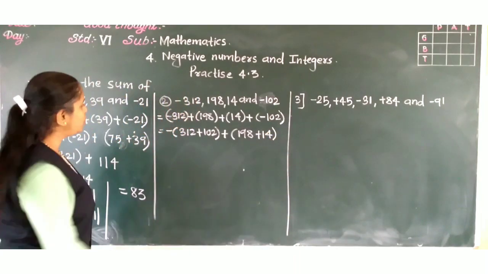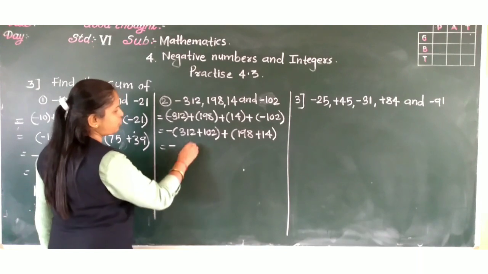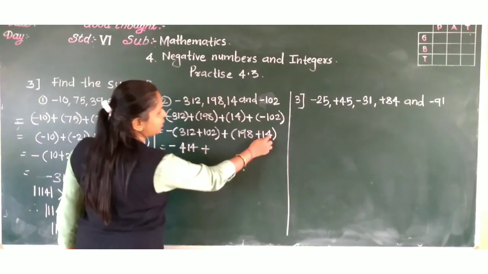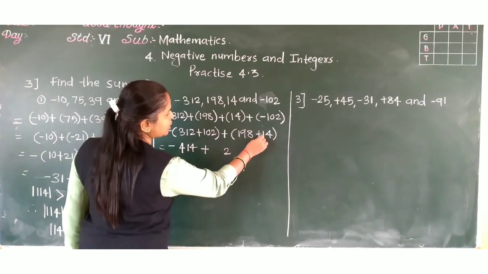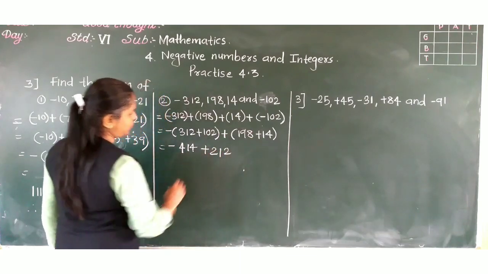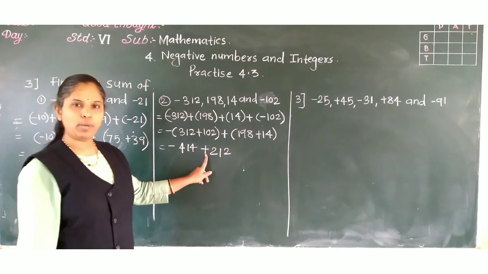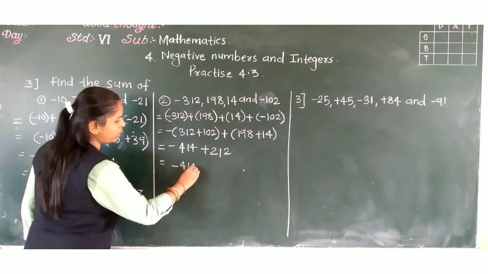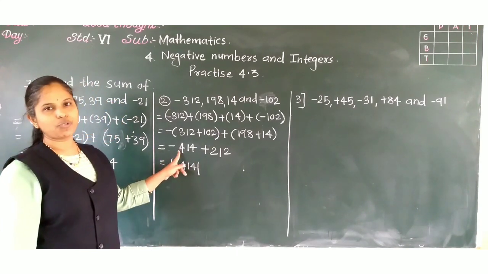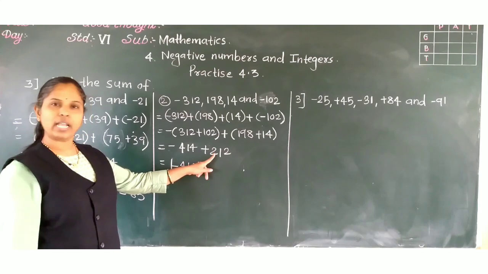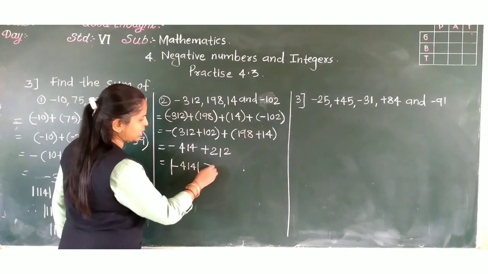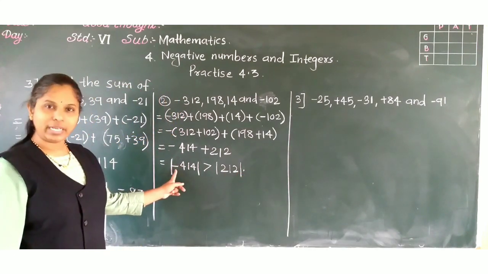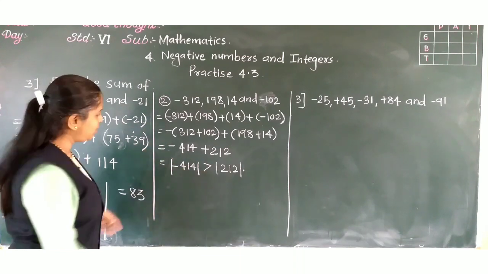Now do this. This is minus: add 2 plus 2 is 4, 1 plus 0 is 1, 3 plus 1 is 4. This is minus 414. Plus, add 8 plus 4 is 12, carry 1, 9 plus 1 is 10, plus 1 is 11, carry 1, 2. Now this is minus, this is plus. So see here, the absolute value of minus 414 will be plus 414. It is greater than 212. The absolute value of minus 414 is greater than the absolute value of 212.